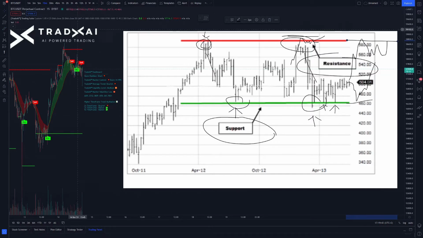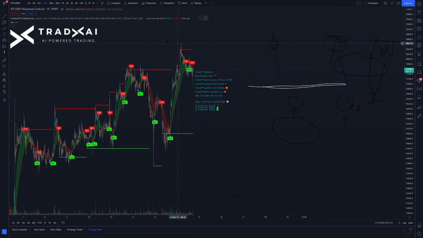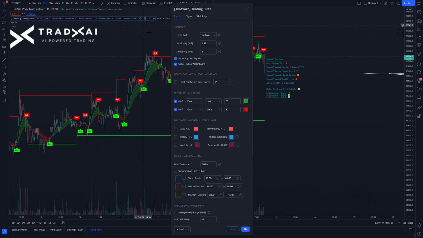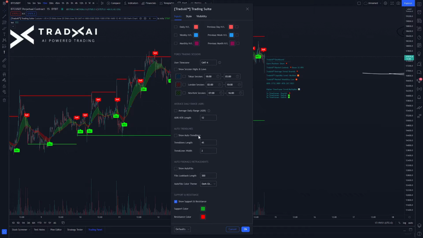Now, how to use our automatic detection of support and resistance. You can find this automatic function in settings of our trading suite at the bottom of inputs. Just click on Show Support and Resistance. Support is in green color when resistance is in red color.